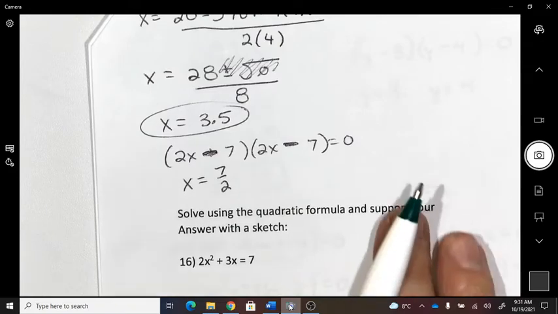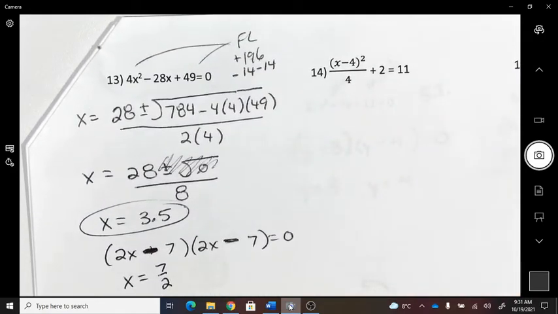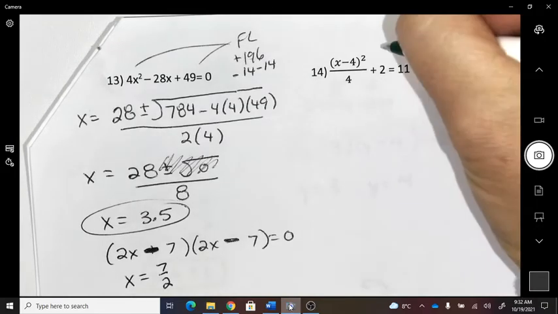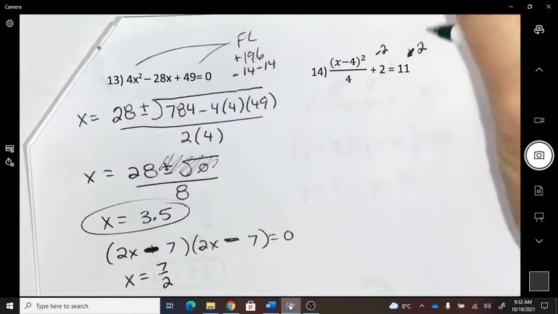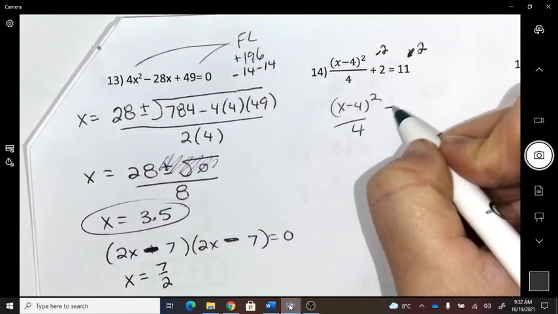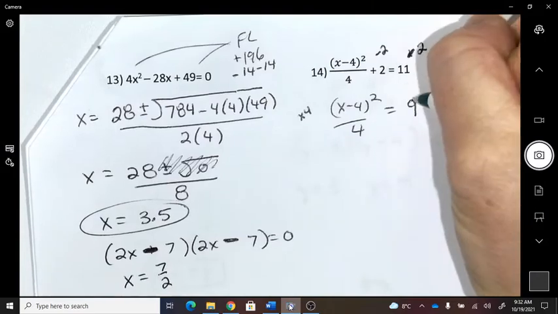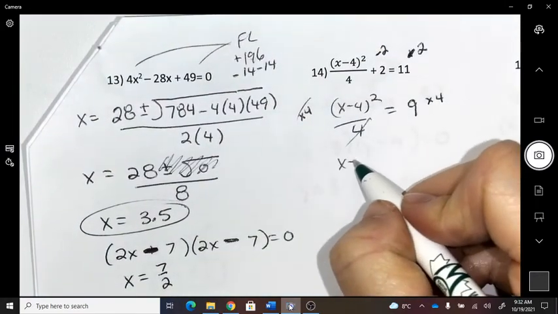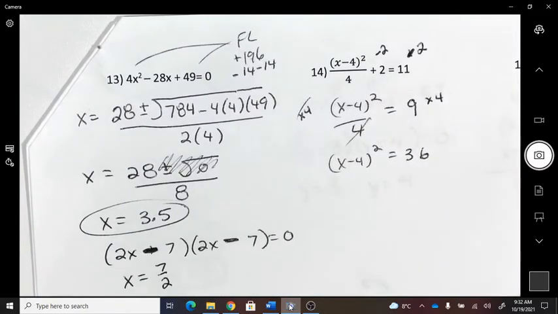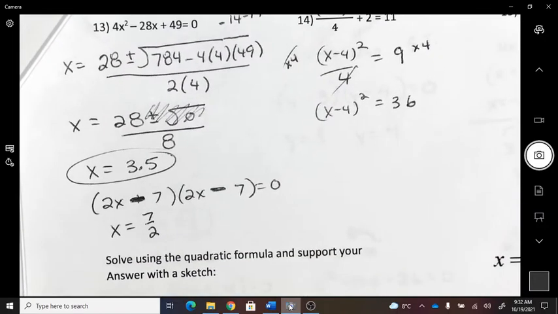Okay, number 14. You recognize what you want to do there? I'm going to work to isolate some stuff, okay? So, should we get rid of the 2 there? Okay, now I need to get rid of the divide by 4, so I'm going to times by 4. Now what?